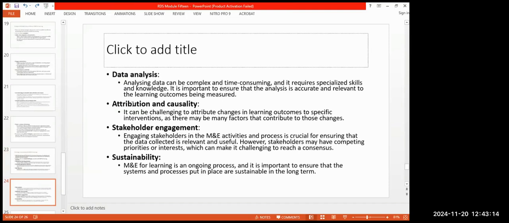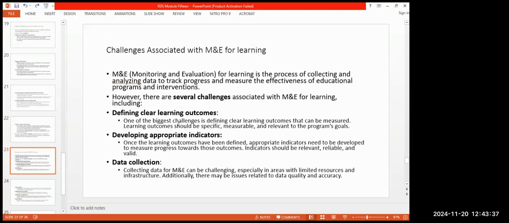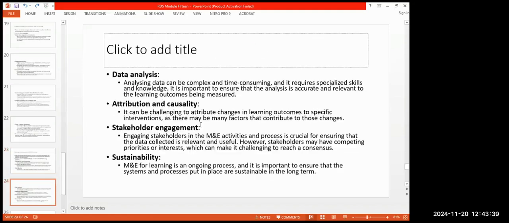Attribution and causality, we talked about this in our last session. We must understand, you remember the theory of change? You must understand the causality of these outcomes, the impact, okay? And that sometimes is an area that people find difficult, and it is related to the learning outcomes.